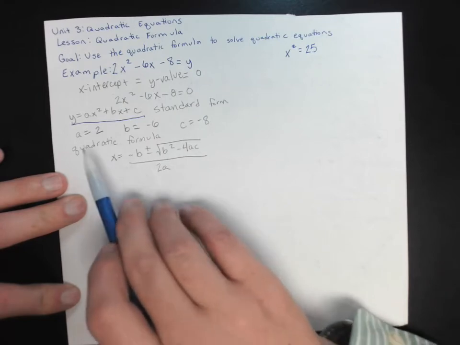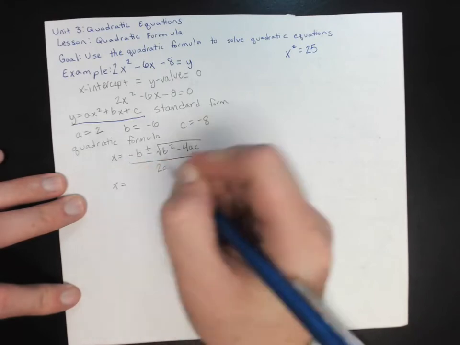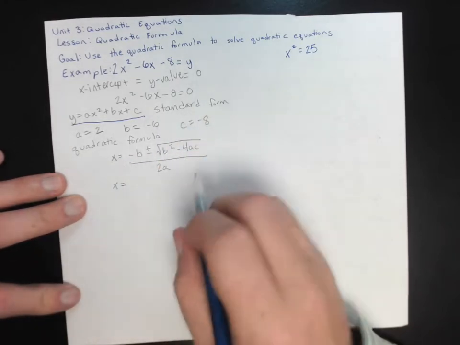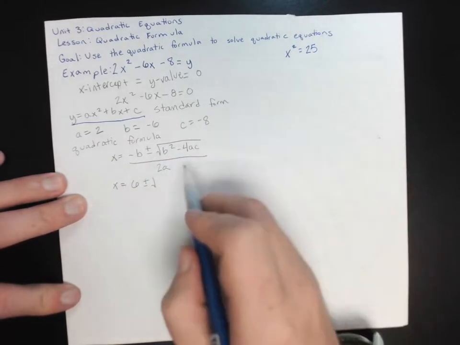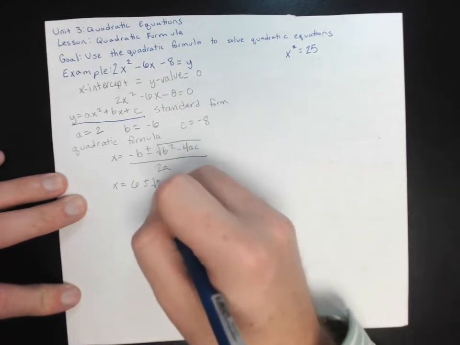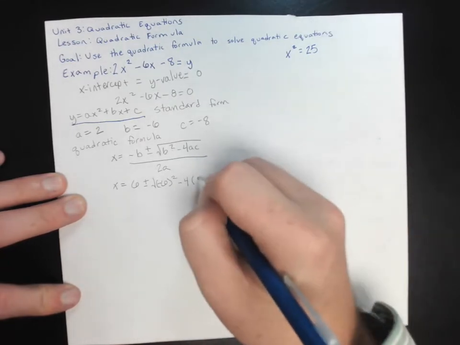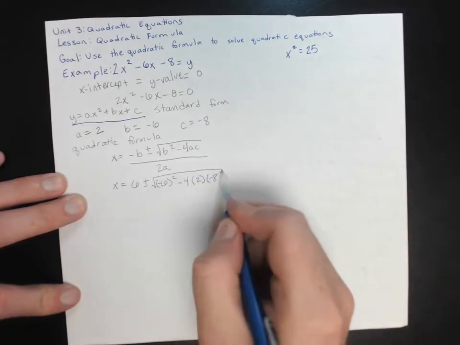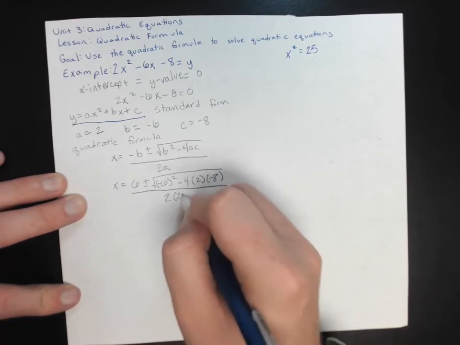Now I'm going to plug them in. So identify a, b, and c, and then plug them in. So we'll have negative b. Remember, the negative sign means the opposite. So the opposite of b, the opposite of negative 6 is 6 plus or minus the square root of b squared. Negative 6 times negative 6 is what I mean there. So put it in parentheses, minus 4 times a, which is 2, times c, which is negative 8. Notice I've just substituted for a, b, and c, all over 2 times a, which is 2.